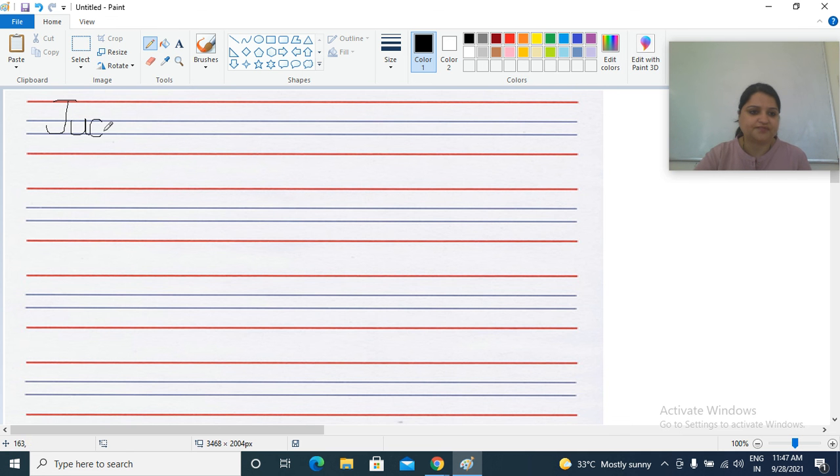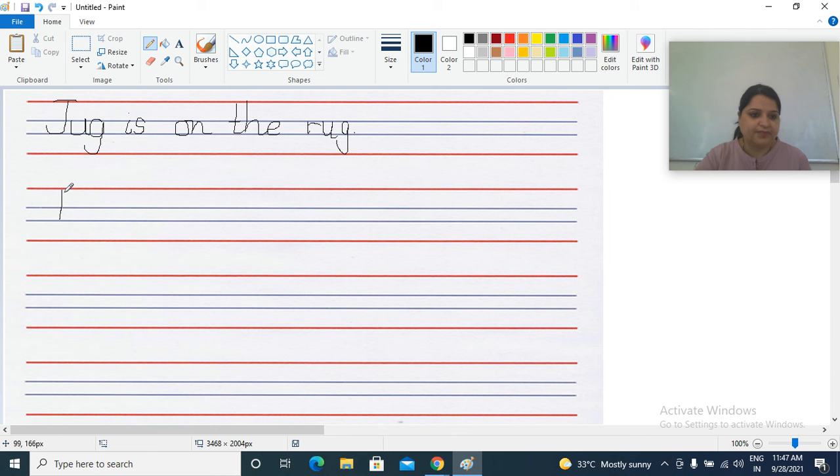jug is on the rug. Jug is on the rug. Now full stop. Now write down pug is on the rug.